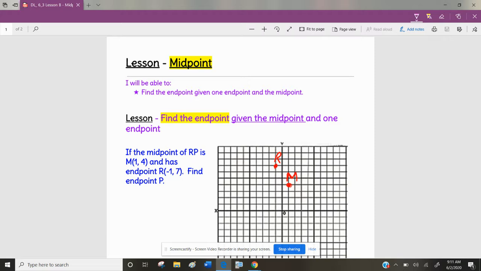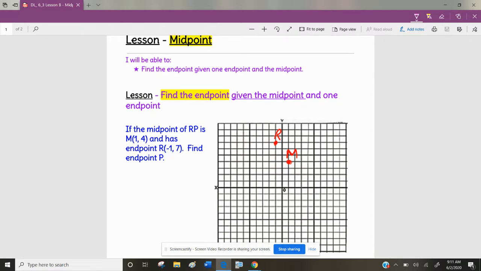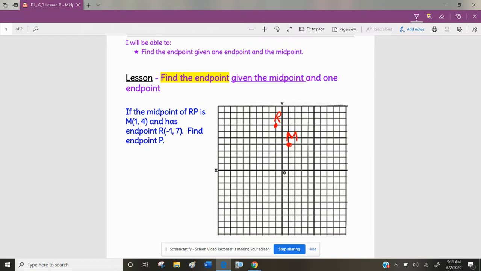Okay, so if we're given a graph, we can do this graphically, and then I'm also going to show you how to do this using the equation. You can do it in either way. There's also another way we can do this, but I'm not going to dive into that here.